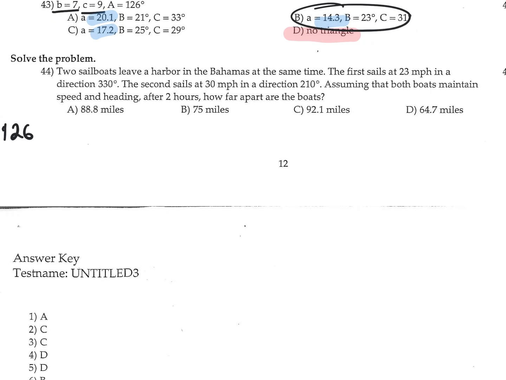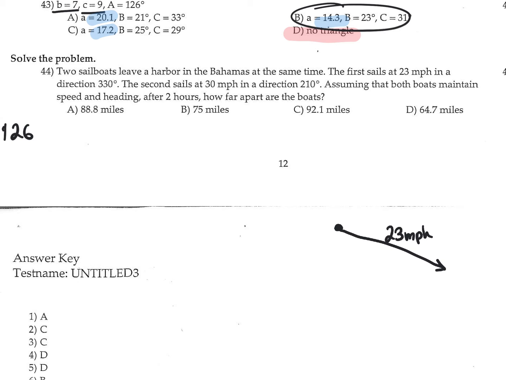Finally, we have number 44. They tell us that two sailboats leave a harbor at the same time. The first sails 23 miles per hour in a direction of 330 degrees. So let's say they start here. 330 is somewhere in that direction. And we're going 23 miles per hour.